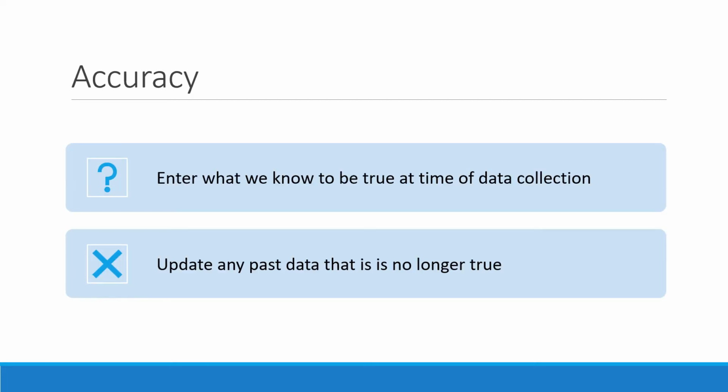For accuracy, we want to enter what the client tells us. Whatever the client tells us their name is, or their race is, or any answers to our questions, that is what we put into HMIS, and that connects back to client self-determination. Additionally, we want to correct any past data that we know is no longer true, like updating contact information, disabilities, income, as a couple examples, but really important to update any data that we know needs to be corrected.